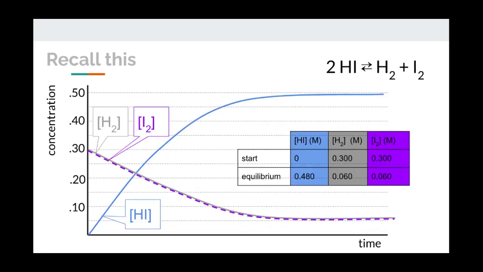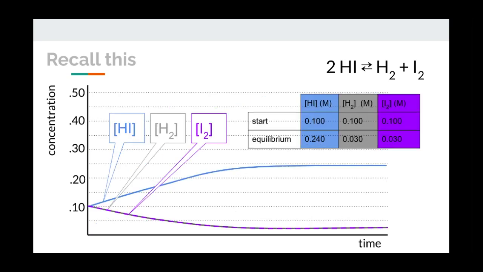Then we did the reaction with a different starting point. Here we had no HI initially, but we had 0.3 moles per liter of H2 and I2. After the reaction reached equilibrium, we had 0.48 molar HI and 0.06 molar concentrations of H2 and I2. And then in the third reaction, we started out with 0.10 molar of all three, HI, H2, and I2, and when we reached equilibrium, we had 0.24, 0.03, and 0.03 for the concentrations of HI and H2 and I2, respectively.